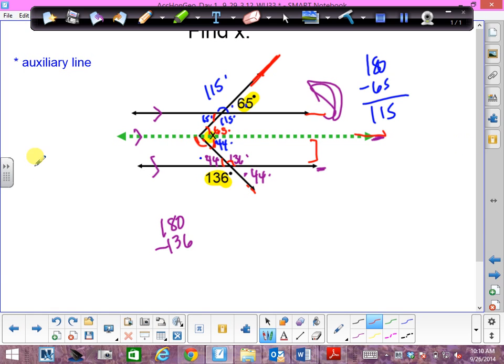Okay, so if I want to find x, we know x is going to be 65 plus 44, which makes 109 degrees. So the measure of angle x is 109 degrees. So go back and look at that. If you need to rewatch it, you can, and bring your questions into class and we can talk about it more if we need to.